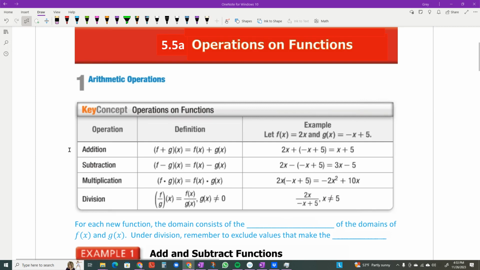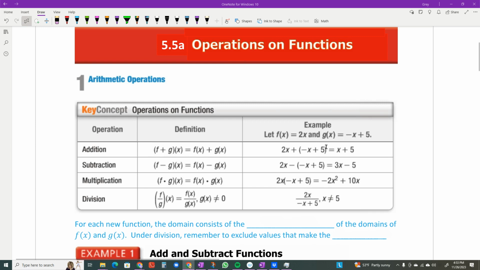So we are going to be adding, subtracting, multiplying and dividing functions. Do not make this more complicated than it is. It is really straight up what it says. You do have to be familiar with this notation. (f + g)(x) means f(x) plus g(x).